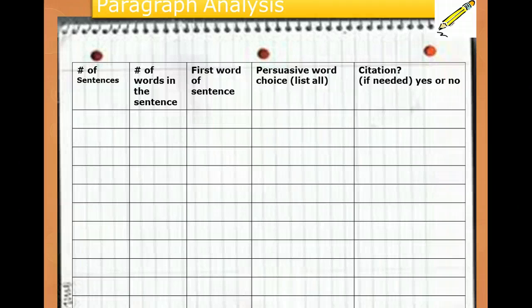So for this first column, the number of sentences, you're going to take your body paragraph, count the number of sentences, and go down those rows: sentence 1, sentence 2, sentence 3, sentence 4. So if you had 6 sentences, you'd number out 6 rows so that you can do the remaining columns looking at each of those sentences. So this column is basically just identifying the sentences in that body paragraph.